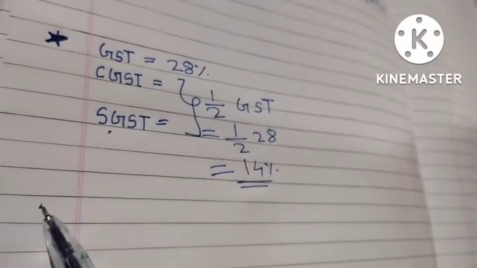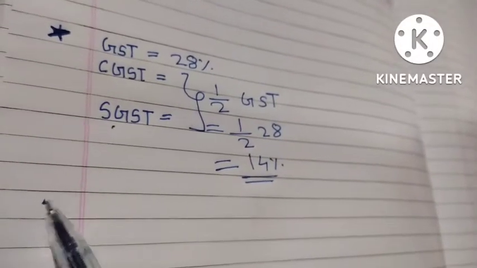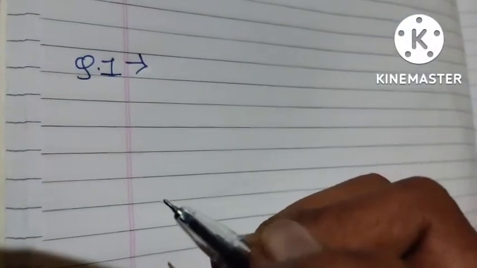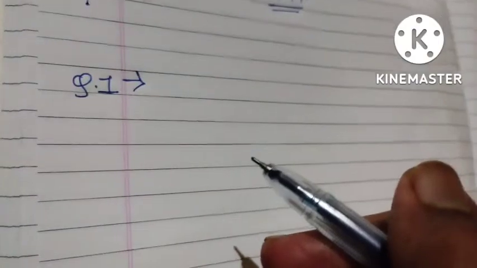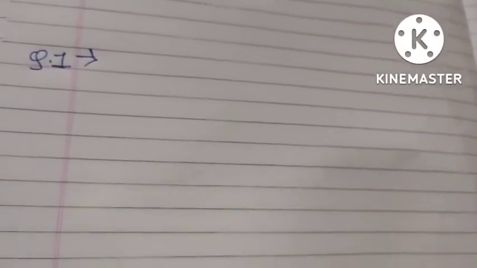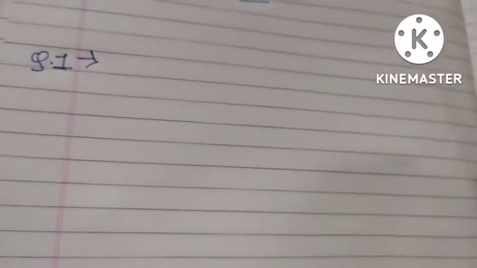Let's start the practice set 4.1. Let's take question number 1. Pawan Medical supplies some medicines. On some medicines, the GST was charged 12%. Find the rate of CGST and SGST.